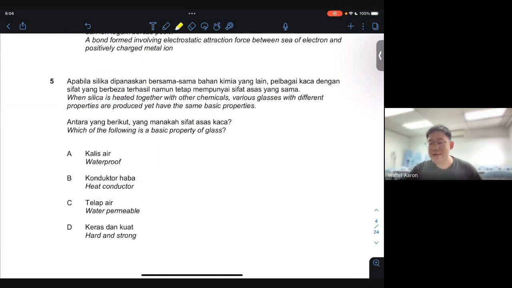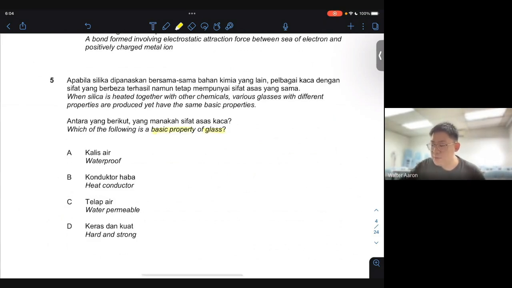Number 5, when silica is heated together with other chemicals, various glasses with different properties are produced, and they have the same basic properties. Which of the following is a basic property of glass? The basic property of glass is obviously waterproof. None of them are able to dissolve in water. Any water-based liquid that pours towards it will not be able to dissolve silica. So therefore, it is waterproof.